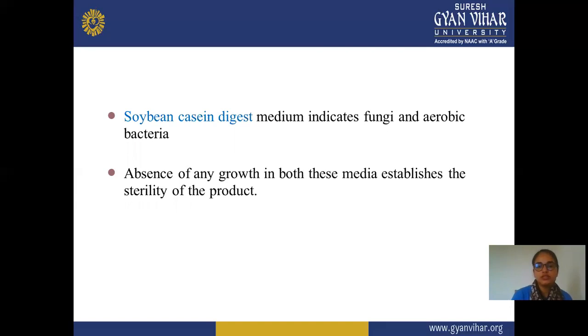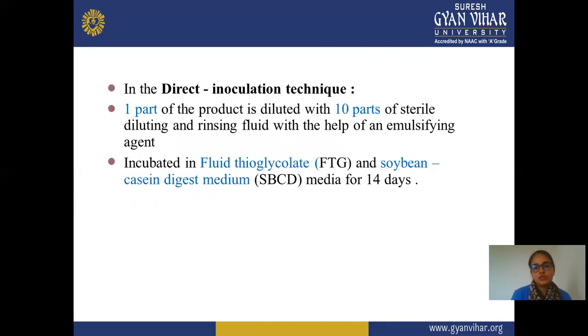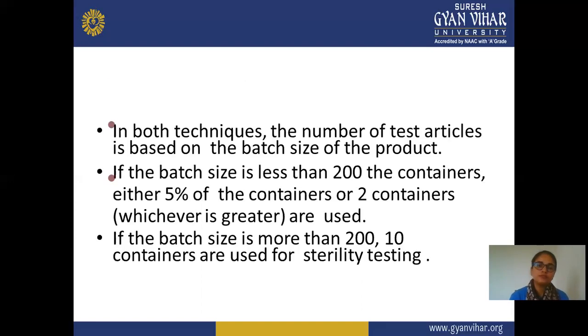It's a completely sterile condition. Next is the direct incubation technique. In this, one part of the product is diluted in 10 parts of sterile diluting and rinsing fluid with the help of an emulsifying agent. It means we can also use 1 part or 1% of the formulation, diluted up to 10 parts of a sterile diluting fluid, and incubate in fluid thioglycolate and soybean casein digest media. The same media are required for growth, both soybean casein and fluid thioglycolate, and you observe for 14 days.